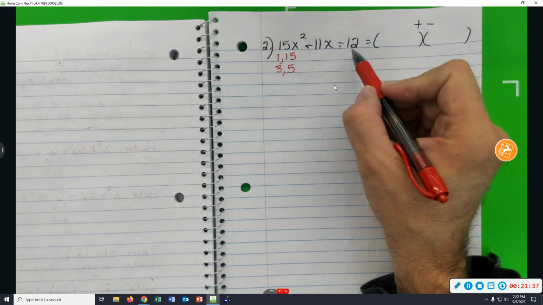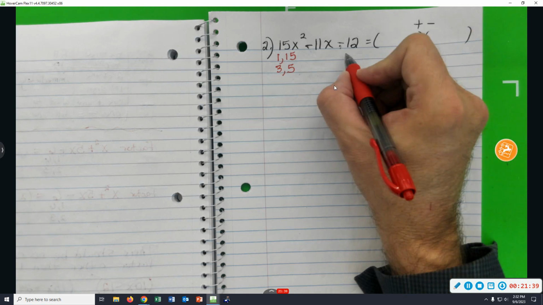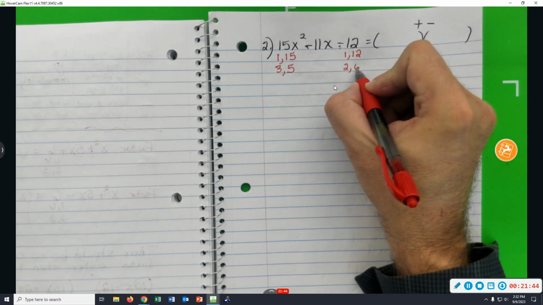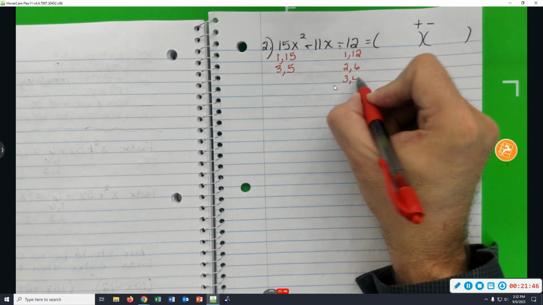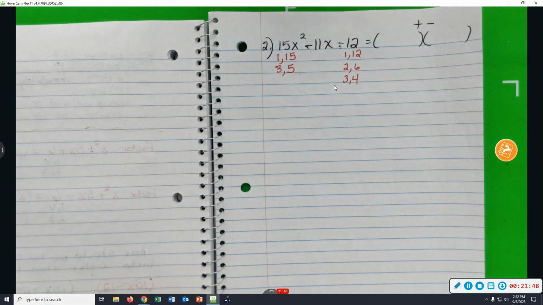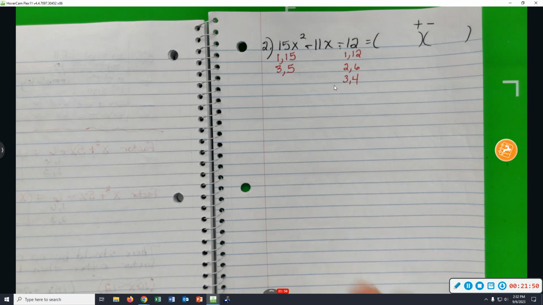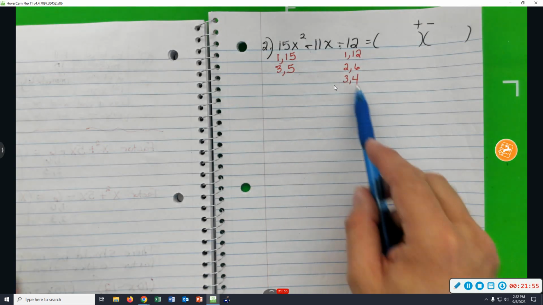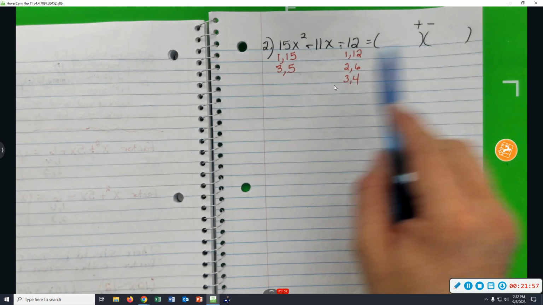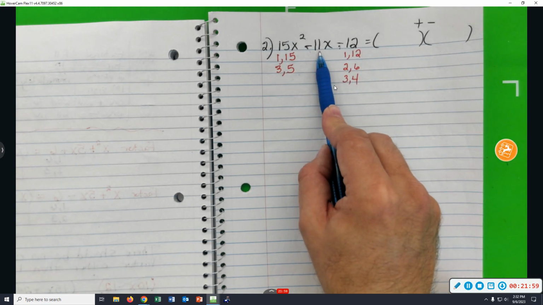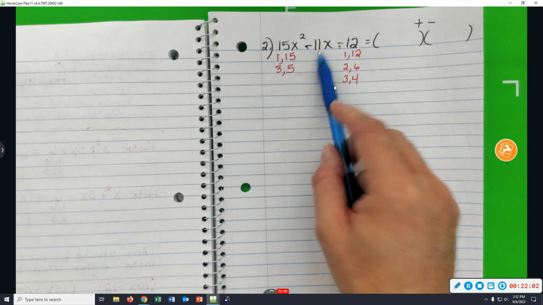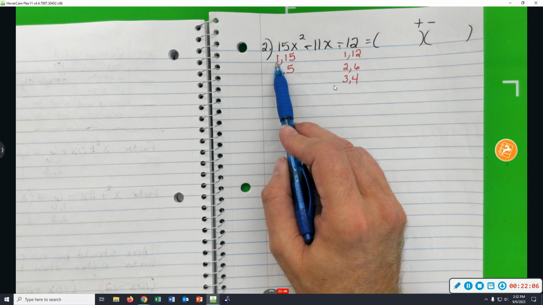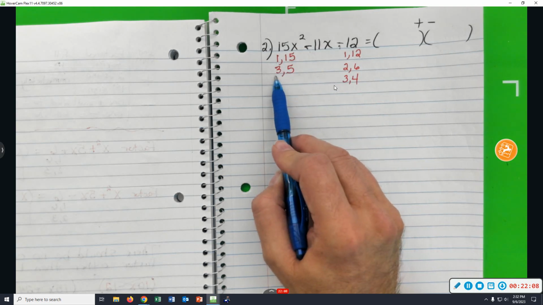What numbers multiply together to give 12? 1 and 12, 2 and 6, 3 and 4. Well, here it's trial and error at this point. You've got to figure out the correct pair that'll make it work out and give us a negative 11x in the middle. Well, let's start off with the 15x squared. Do I want to use 1x times 15x or 3x times 5x?